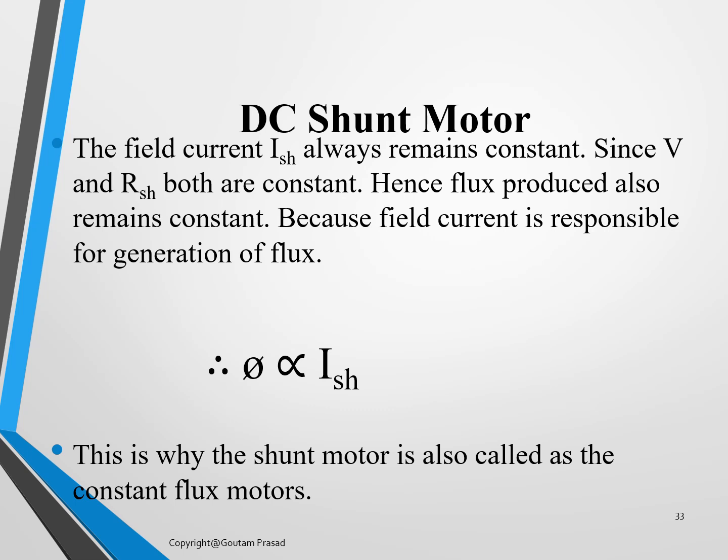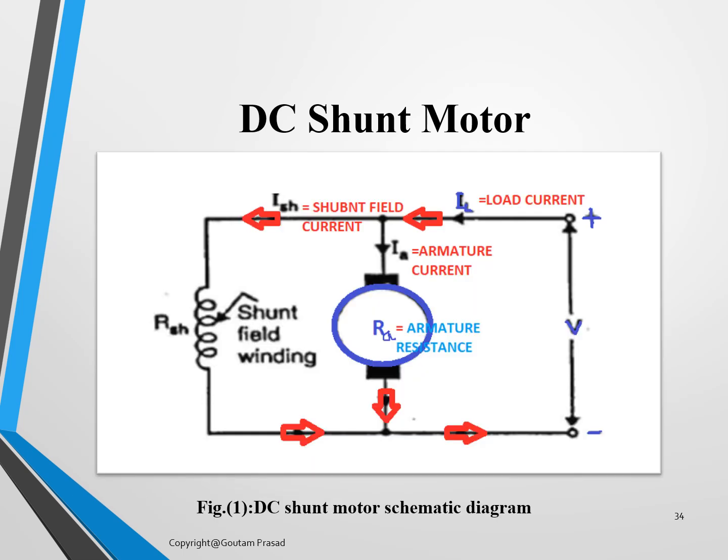The field winding current ISH always remains constant because the resistance of the field winding is constant. Since V and RSH are both constant, the flux produced by this field winding is constant. Because field current is responsible for the generation of the flux, phi SH is directly proportional to ISH. This is why the shunt motor is called the constant flux motor.